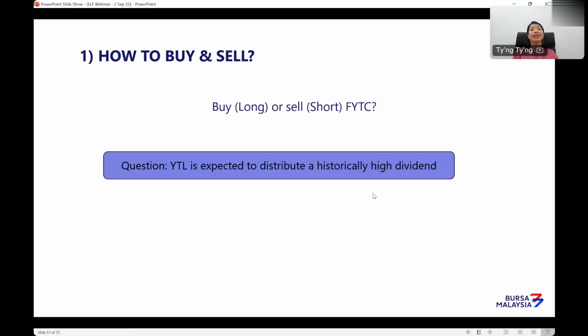Yes, the answer is correct. You're going to buy FYTC, because if you're expecting them to distribute a historical high dividend, the stock price is expected to go higher because more people are going to buy into the stock. With that, your futures will follow in tandem as well. Majority of the time, futures are derivative products of the stocks. So the movement of the underlying, which is the stocks, will affect our futures price as well.